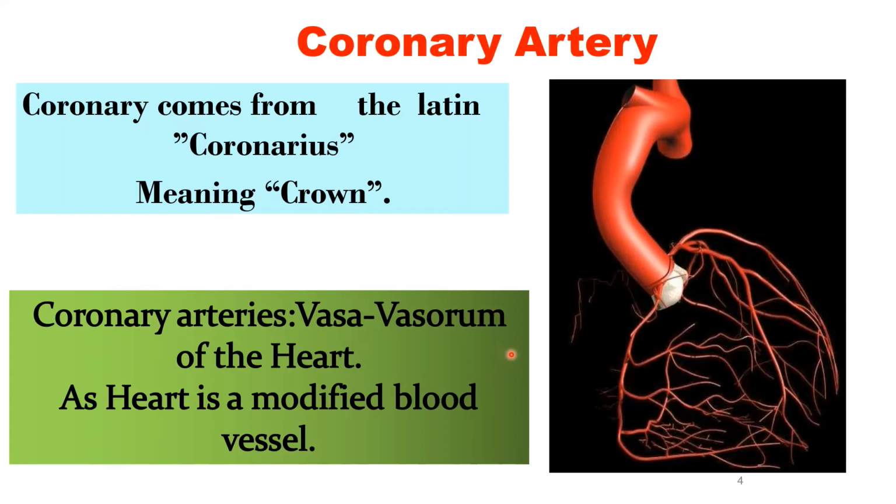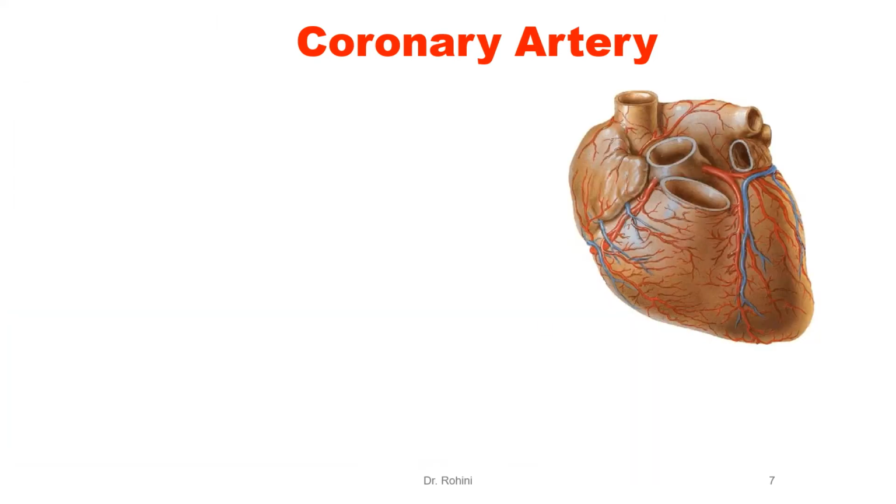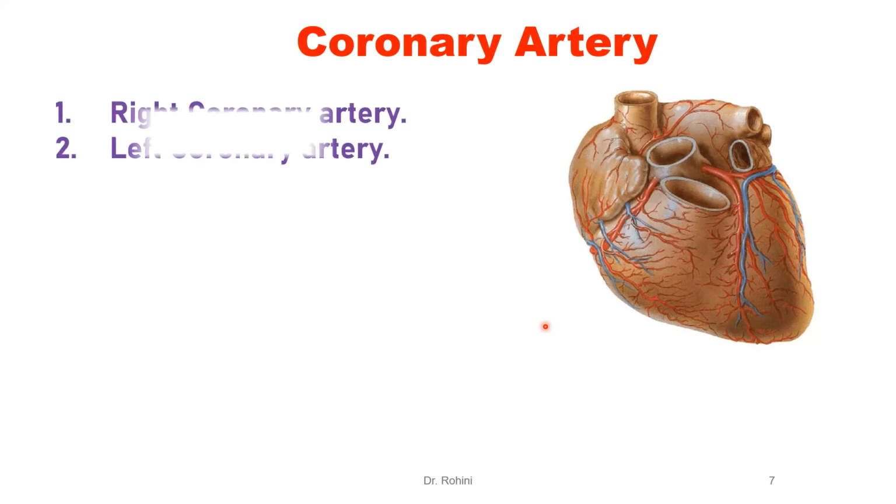So the heart is also actually the largest vessel, and this vessel is supplied by vessels arising from the ascending aorta. So coronary arteries are considered the largest vasa vasorum of our body. They are called the vasa vasorum of the heart because the heart is a modified blood vessel. So now we have two arteries, right coronary artery and left coronary artery.